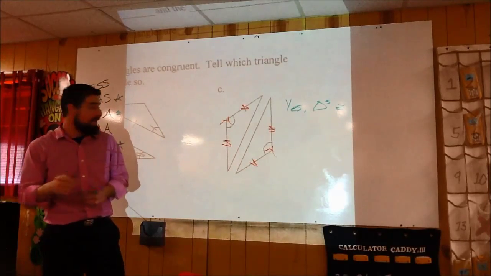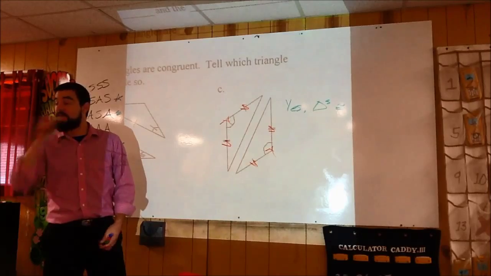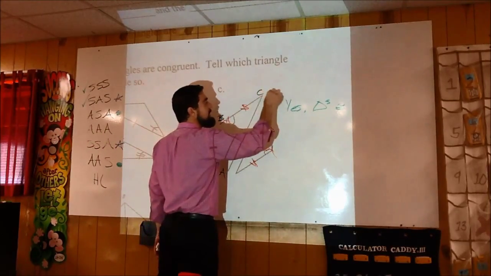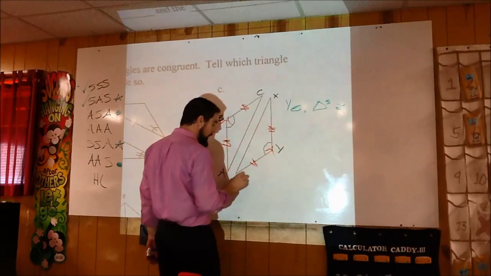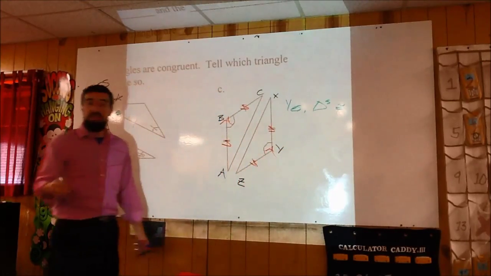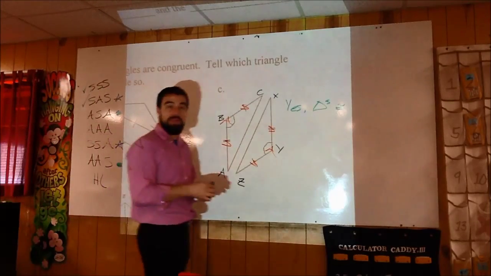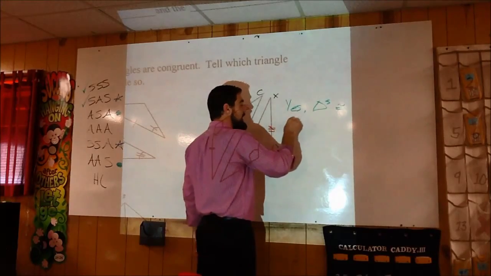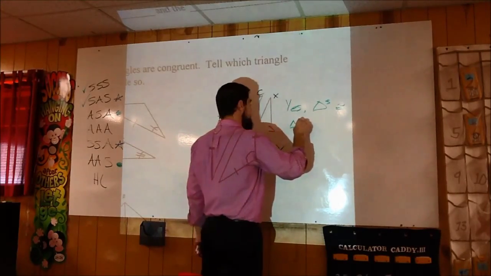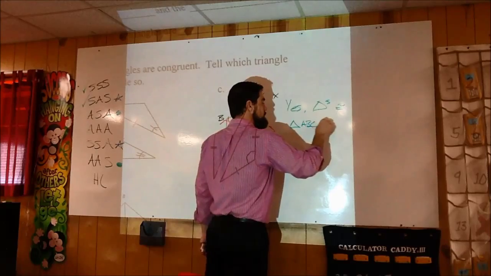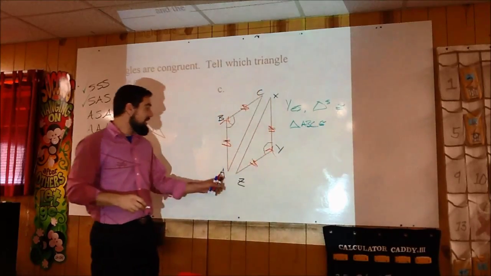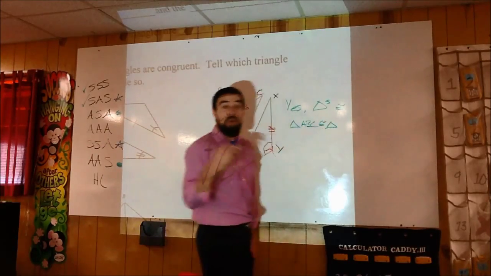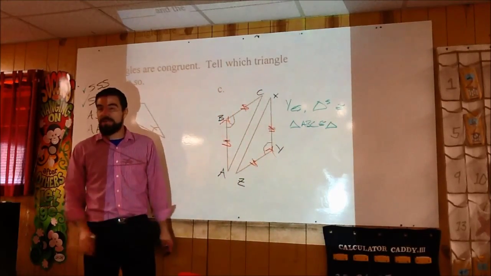If we had the vertices labeled, like let's say this was A, B, C, and this was X, Y, and Z, you not only would have to write yes or no, yes, the triangles are congruent, you would also have to write a congruence statement. So I would have to say that triangle ABC is congruent to triangle, but letter order matters. So there's only one correct answer for this.